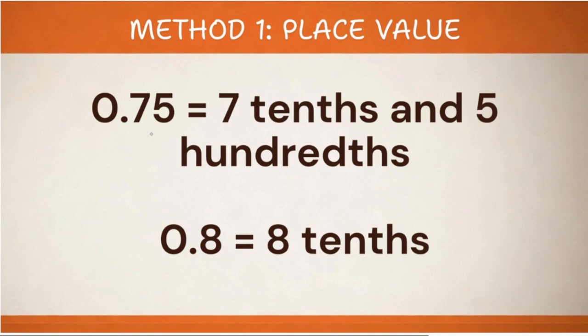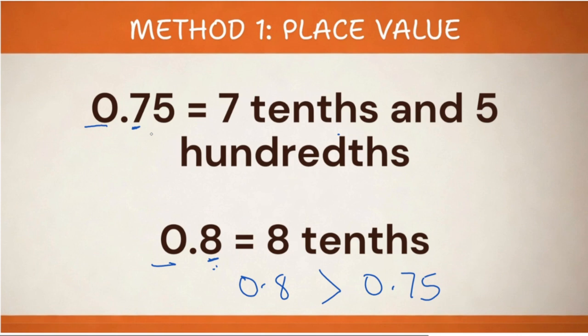So 0.75 is the same thing as 7 tenths and 5 hundredths, while 0.8 is 8 tenths. So you have to look from left to right. The whole here is 0 and the whole here is 0. So the next digit we have to look at is the tenth. The tenth here is 7 and the tenth here is 8. Since 8 is bigger than 7, that means 8 tenths is greater than 75 hundredths. Not minding that 75 is bigger than 8, it doesn't work that way.